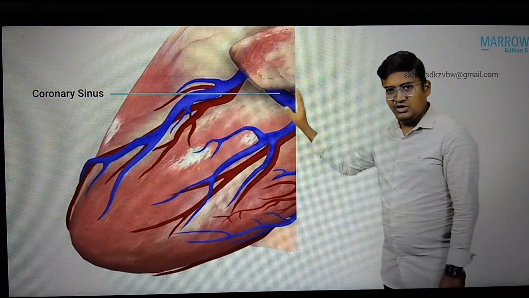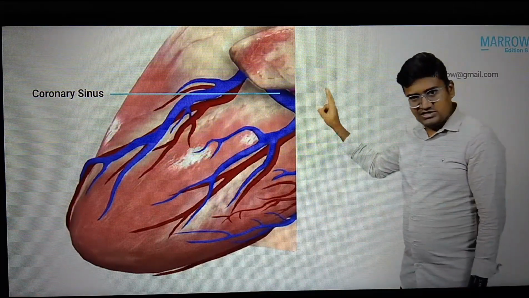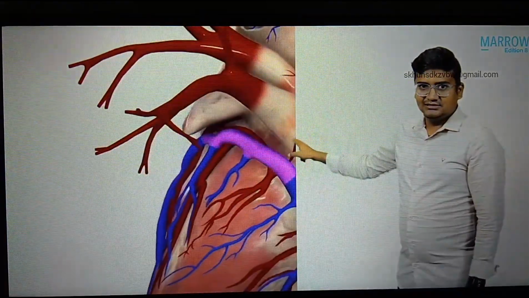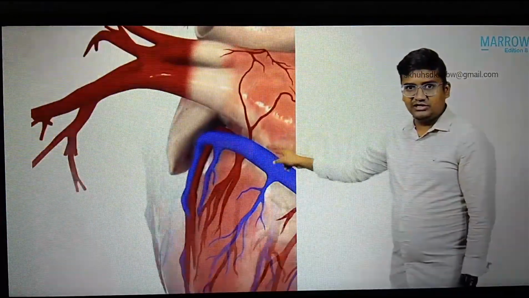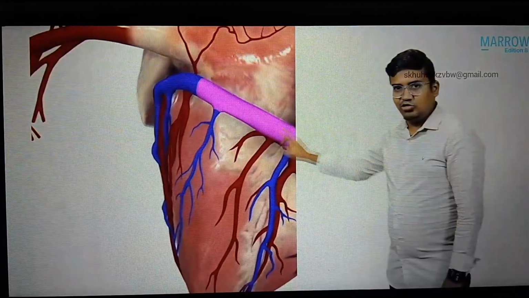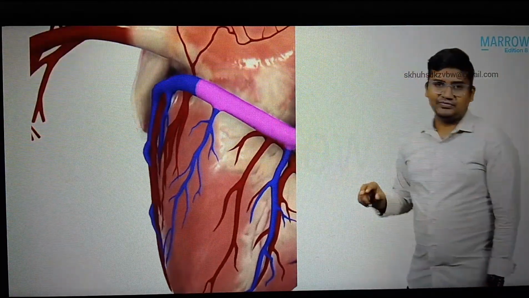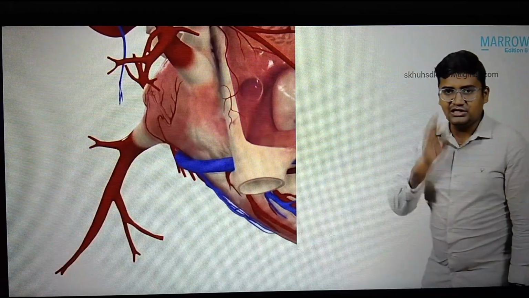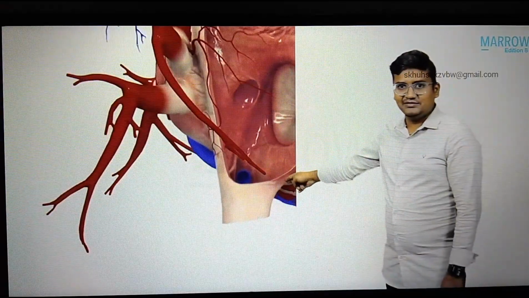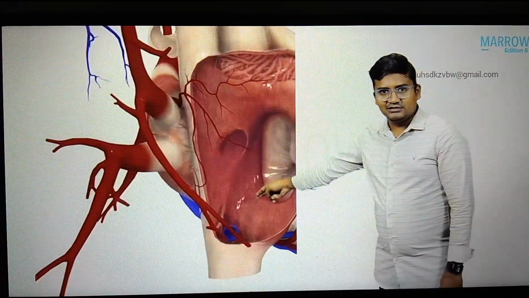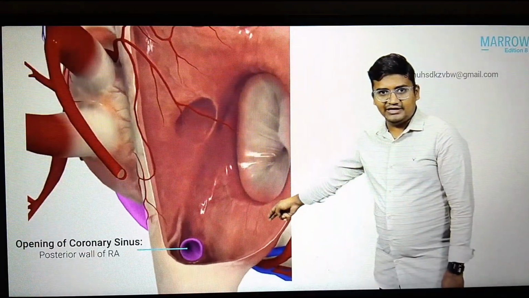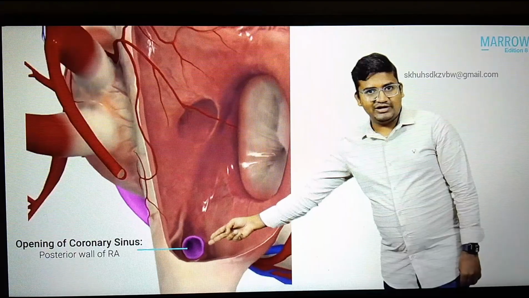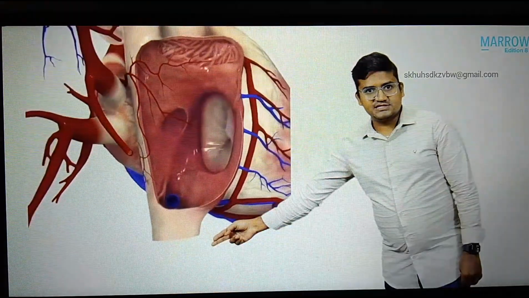Now the coronary sinus in turn opens into the right atrium. See there? You are seeing the continuation of the coronary sinus that is opening into the right atrium. Which wall of the right atrium? Just now I told you, the posterior smooth wall of the right atrium. You are seeing the opening there. That is the posterior smooth wall of the right atrium receiving the coronary sinus.